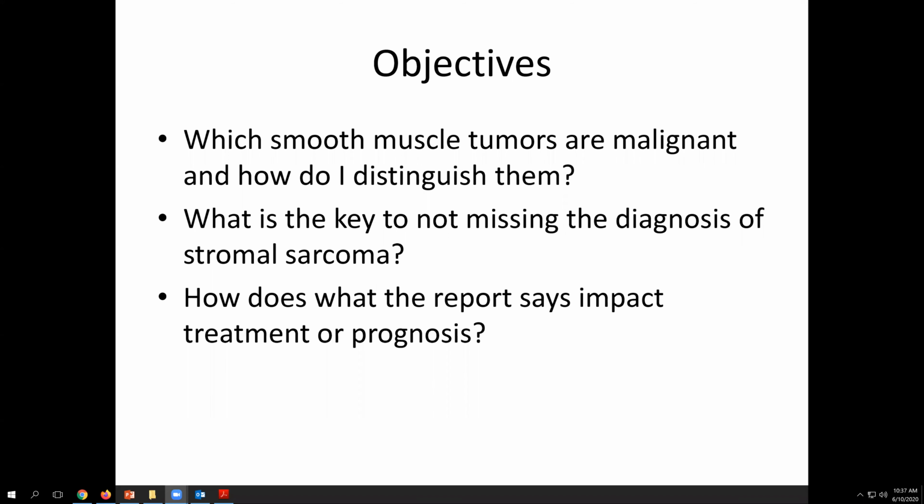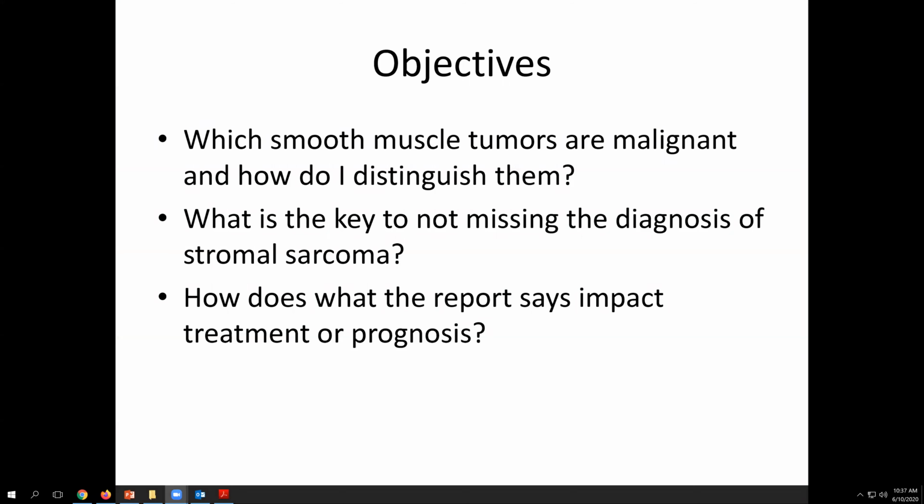Well, hello, and welcome to this lecture discussion of some of the smooth muscle tumors we encounter in the uterine corpus. Our objectives today are to cover three principal areas. One is the smooth muscle tumors that are benign as opposed to those who are malignant, and how we differentiate those from endometrial stromal sarcoma, what's key to not missing that diagnosis. And finally, we'll touch on some of the things that we put in the report and how that may impact treatment or prognosis and some of the tools for determining that.